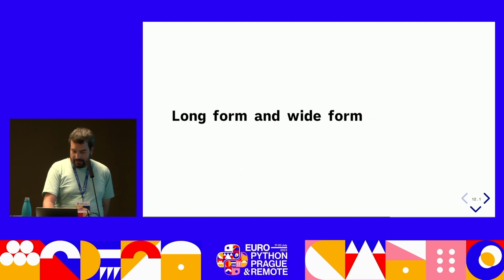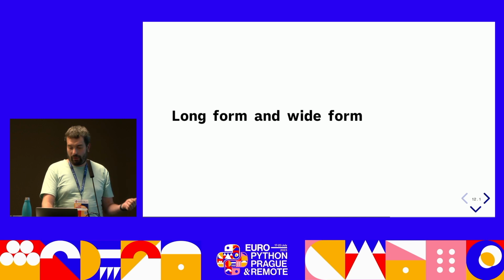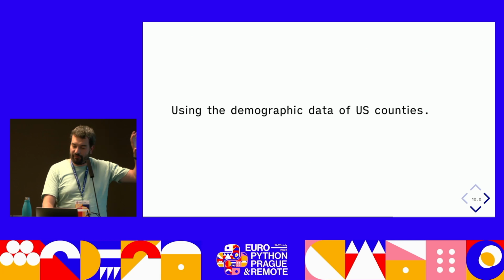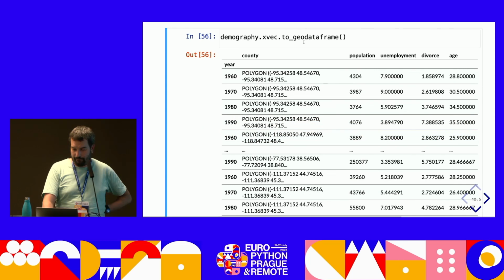I'm gonna skip this and talk about how we can actually represent a multidimensional cube within two dimensions, because we have two different options. One is something which is called long form, and one is something which is called wide form. So if you use the demographic data of US counties we used before, it looks something like this. The long form means that in the end you get a very, very long data frame. And you will see certain levels of repetition.